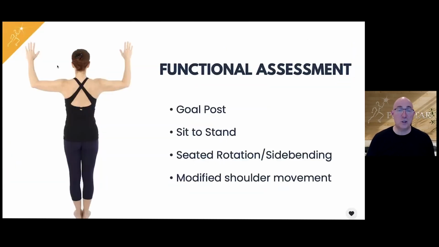So what I chose was goalpost, sit to stand, seated rotation, and side bending. I probably should have put breathing in there. Now looking at what a lot of you do, I learned a lot from you as well as you learning from me. So know that this is mutually beneficial for us to be together. And then I looked at modified shoulder movement. I wanted to know what you could do in different ranges or orientations of gravity that are functional, right?